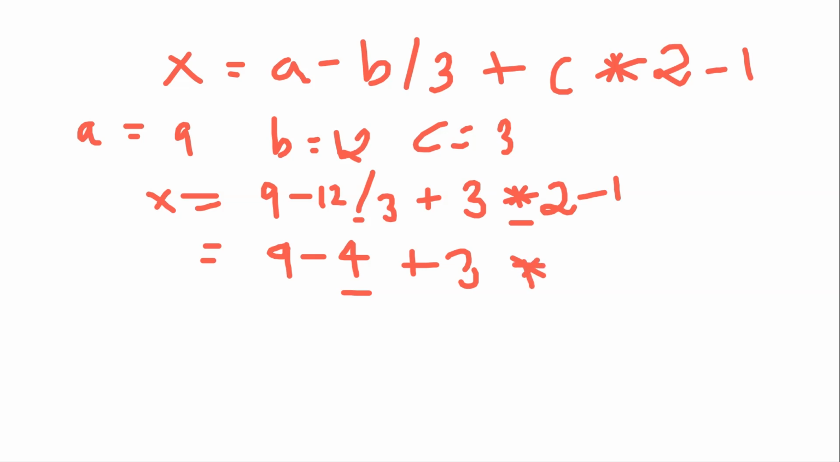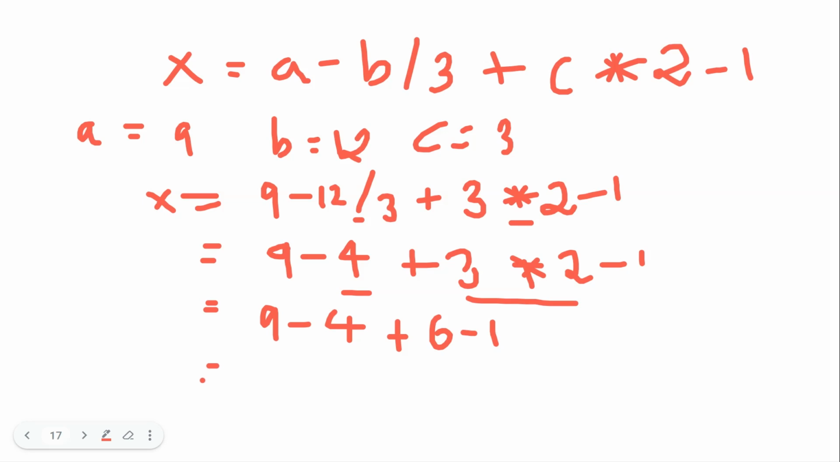So next, it will perform the multiplication operation. So it becomes X is equal to 9 minus 4 plus 6 minus 1. So now we have the subtraction and addition operators. So both are at the same level of priority according to the operator precedence rule. So it will apply the associativity rule. So when we have the same level of precedence, we need to see the associativity rule. So from where we have to evaluate, again from left to right.